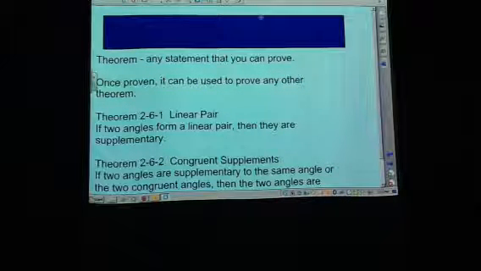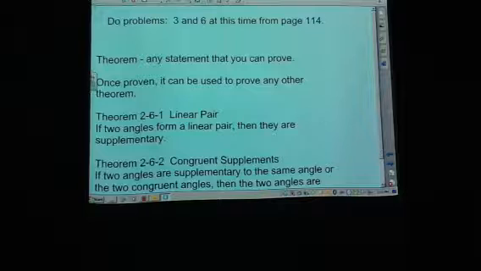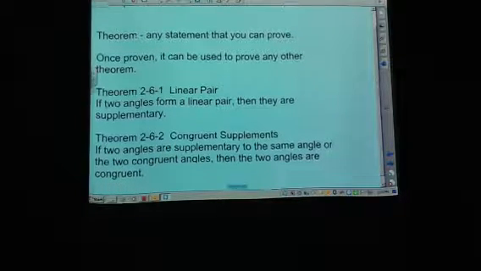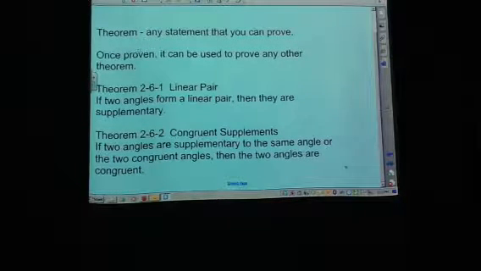Regular geometry class would be doing these problems right now. iPad students, you can go ahead and continue. A theorem is any statement that can be proven true, and it becomes a theorem once it is proven true, and then we can use it in any proof after that theorem is proven true. Yes. So let's see, theorem 2.6 is a linear pair. Now, if it has a name, it's kind of important, and we don't need to call it theorem 2.6-1 anymore. We can just call it the linear pair theorem.